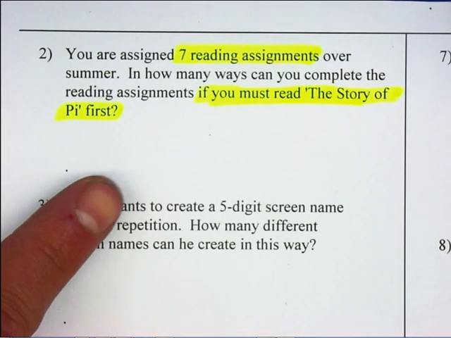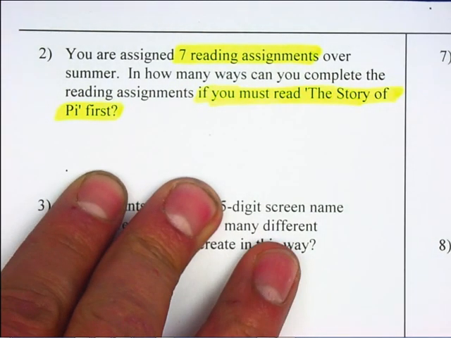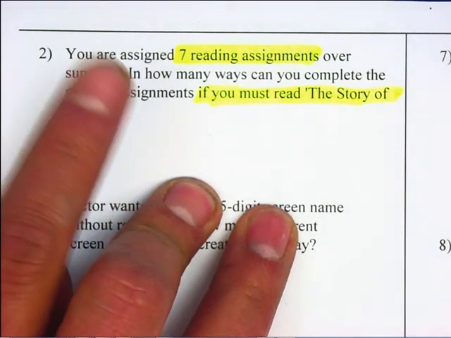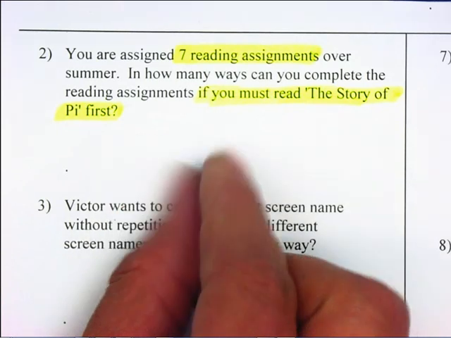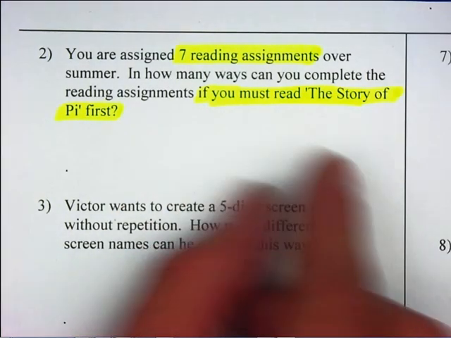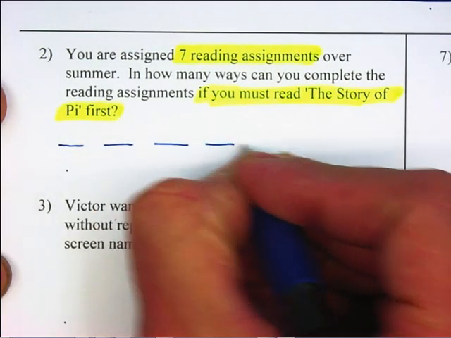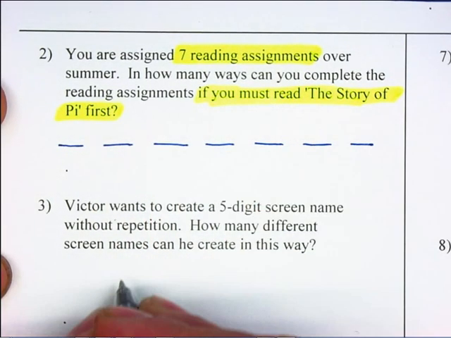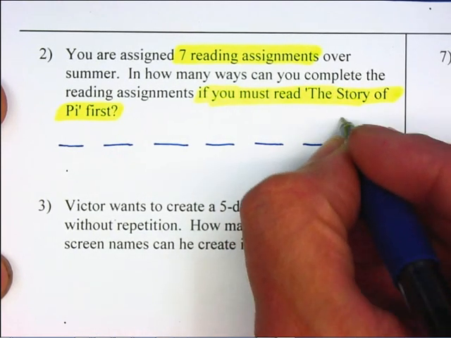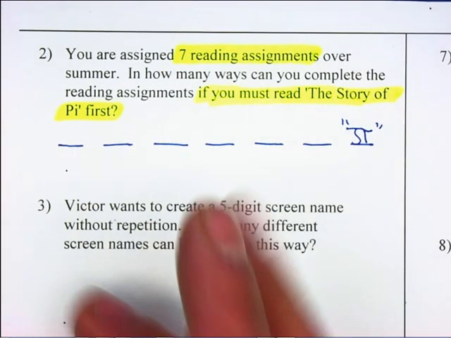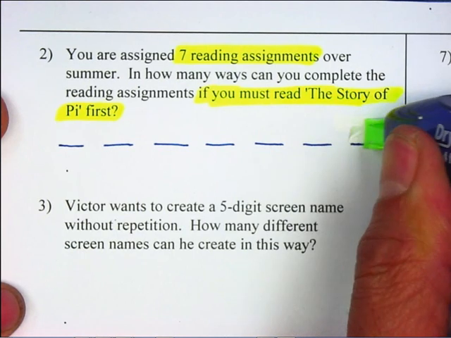Remember, we have different types of problems. We have the probability problems, we have the dashes, and we have the combination. In this case, we are rearranging the way we are reading the assignments. So rearrangements, that means we're going to have to do our dashes. 1, 2, 3, 4, 5, 6, 7. Now the story of Pi has to go first, not last. It has to go first. And if it has to go first or if it has to go last, it really doesn't matter.